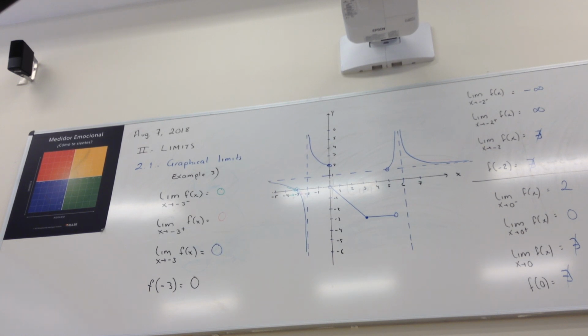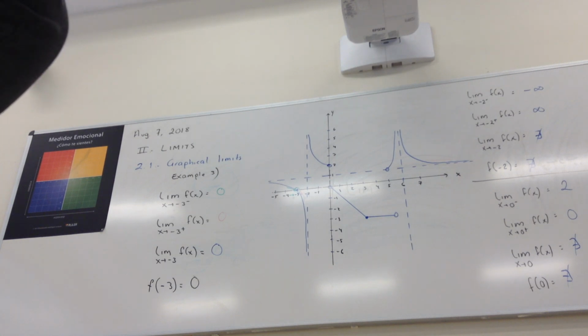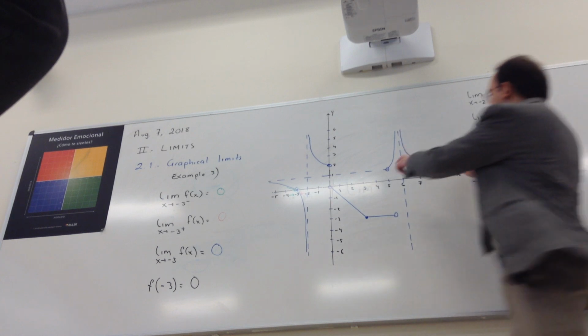When you have x approaching negative infinity, in this particular example, it's also 1. But in some cases there will be different values. It depends on the asymptote. Questions so far? No? Sure? So why is it 1? Both? Yeah, because of the asymptote.